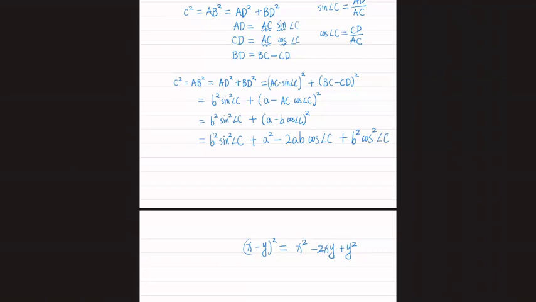All right, a long formula, but there's some cancellation that can be done. So b squared is a common factor. If we pull out the b squared, we're left with sine squared plus cosine squared of the same angle. Very important simplification.